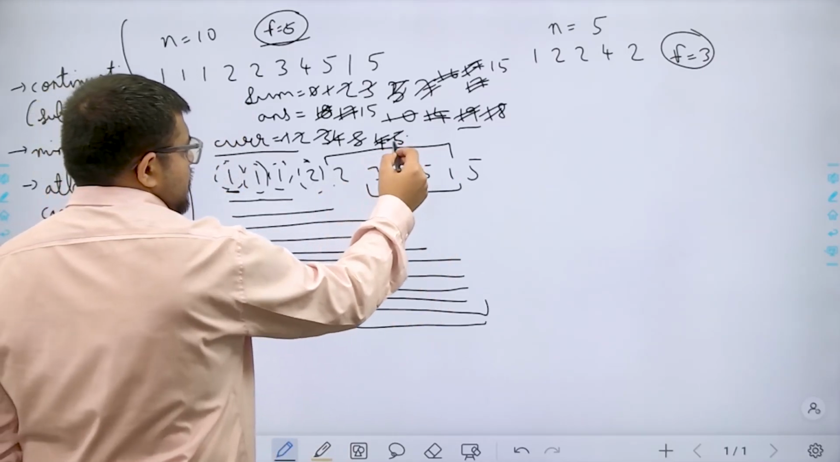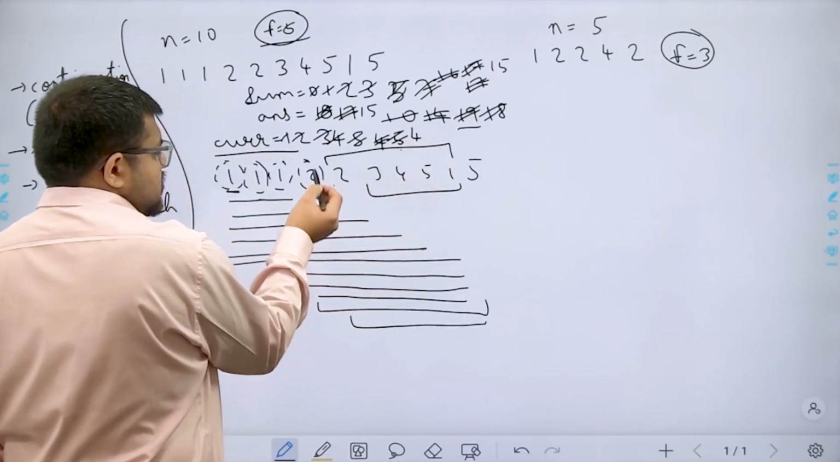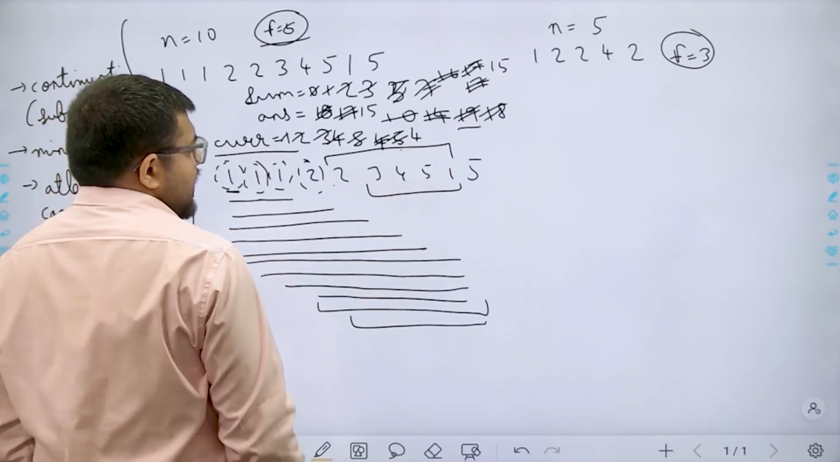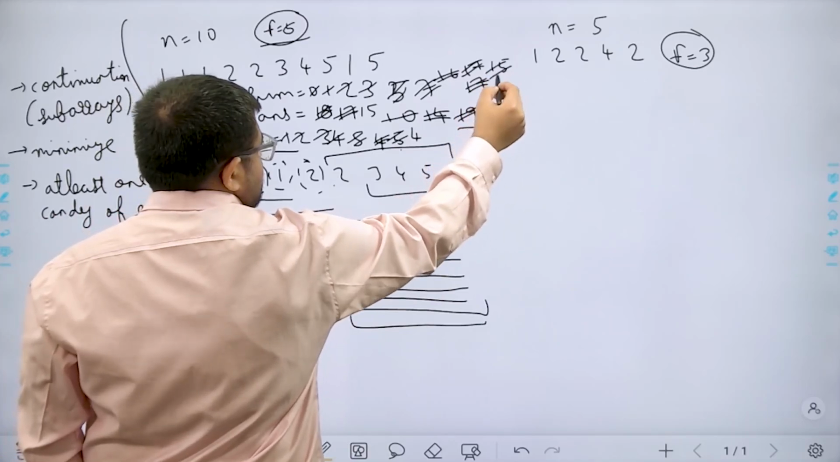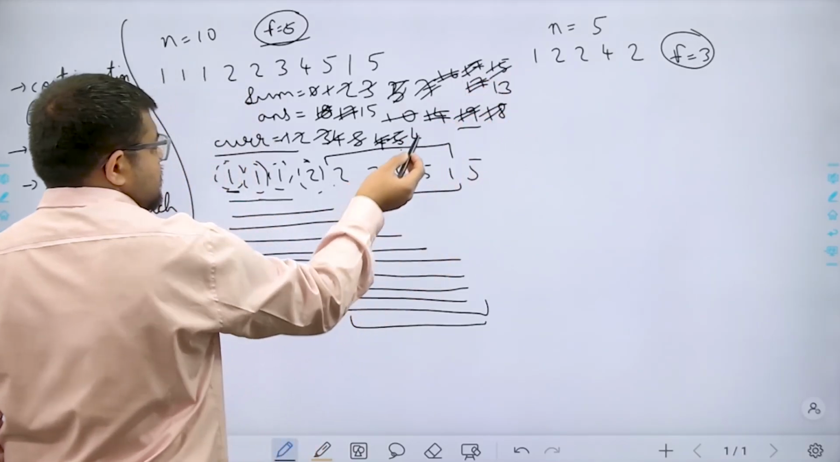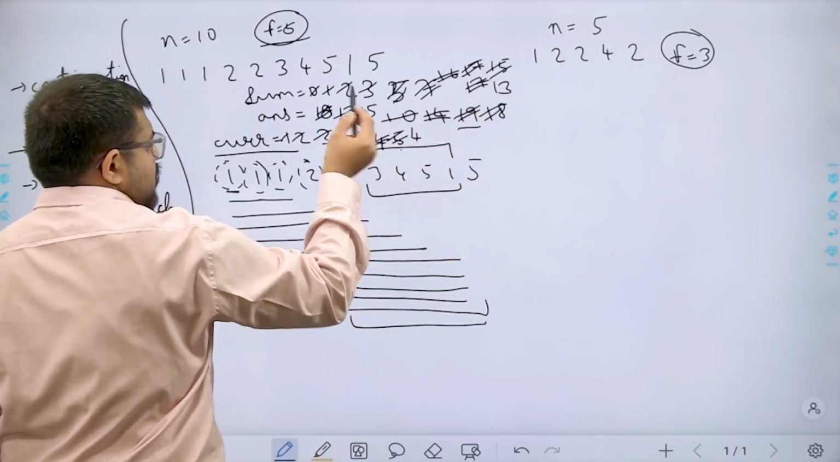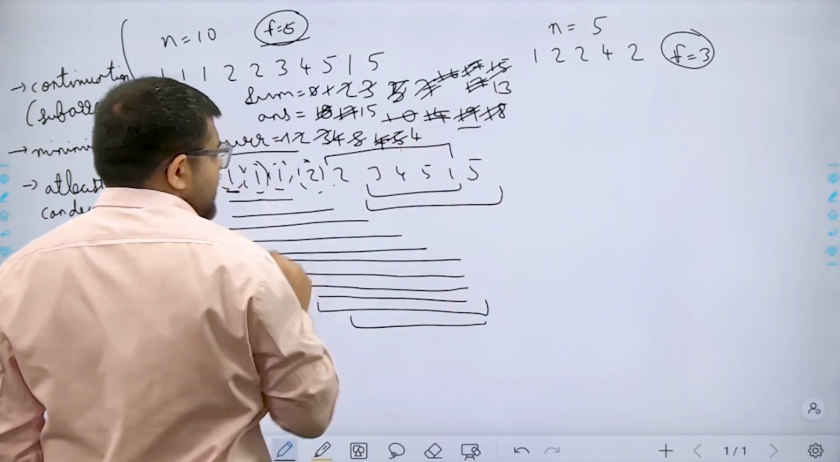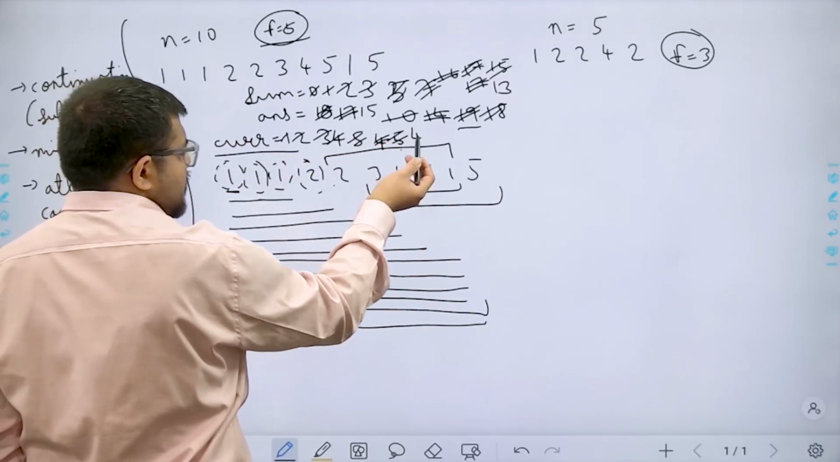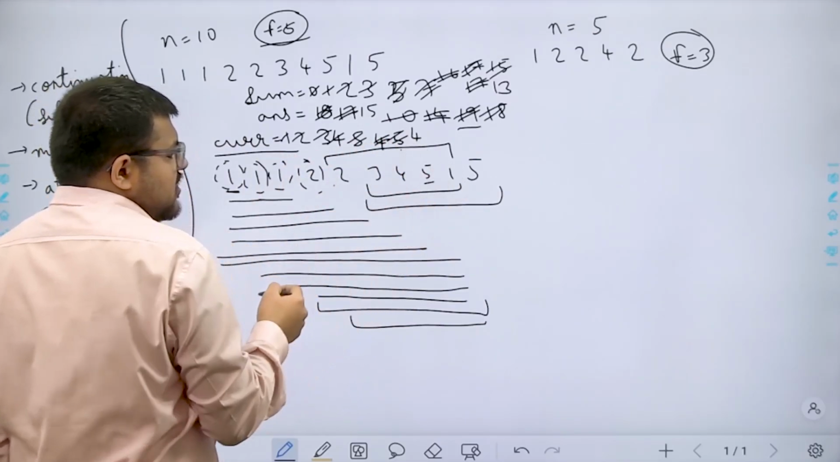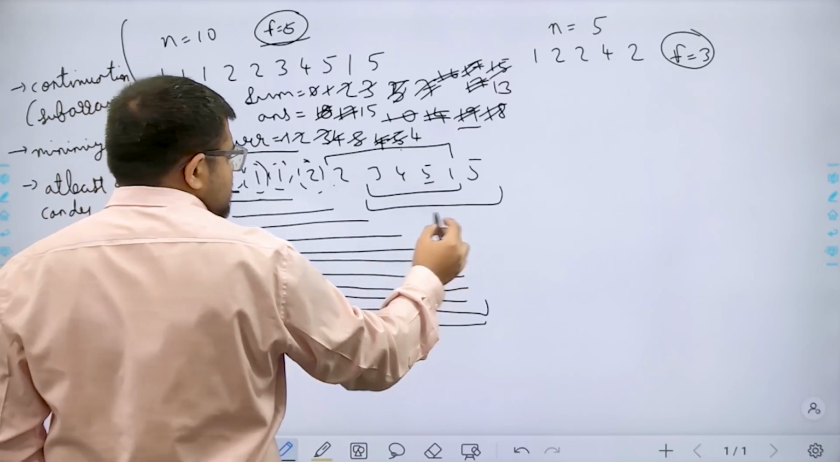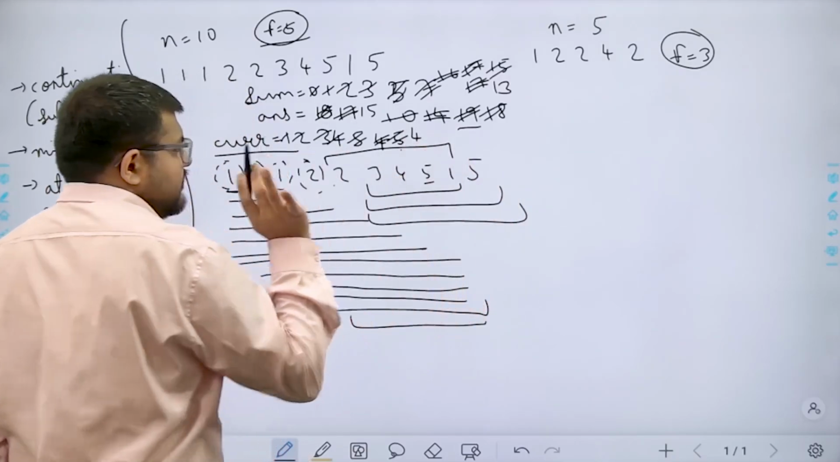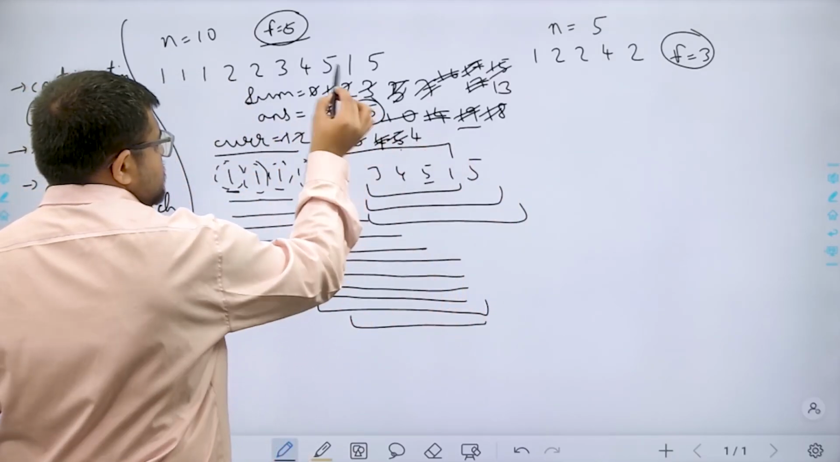So the current will become 4 because the number of unique values is 4, and the cost will become 13. But since this is not equal to f, I will not compare 13 and my answer. Instead I will increase my subarray size. Still the current value will remain 4 only because 5 is already here. Now if I increase the subarray size, we will go out of bounds, so I will stop, and hence my answer is 15.